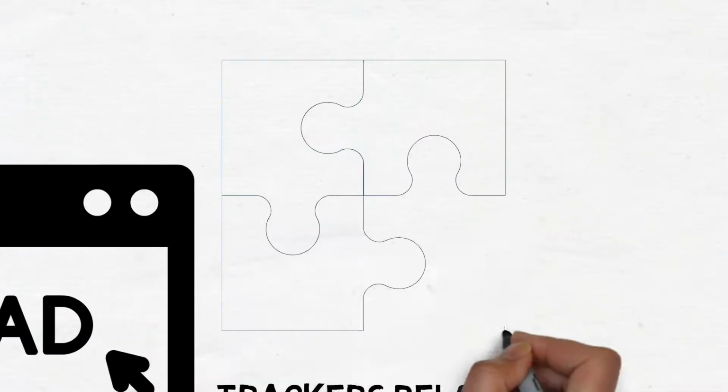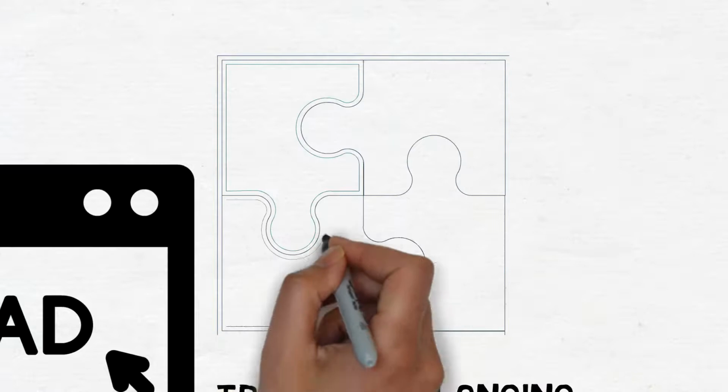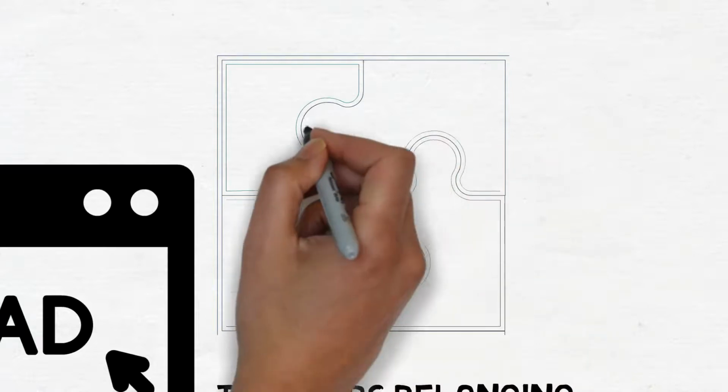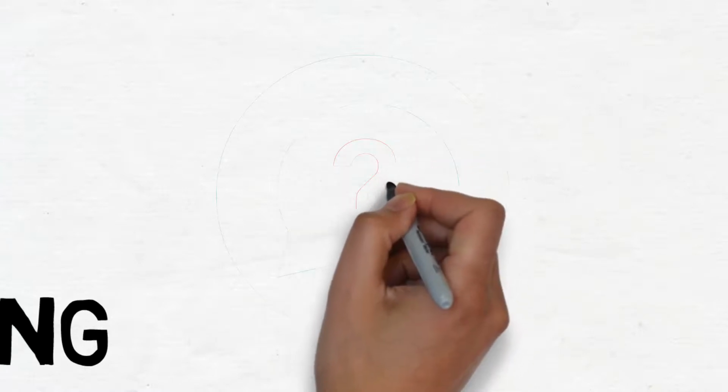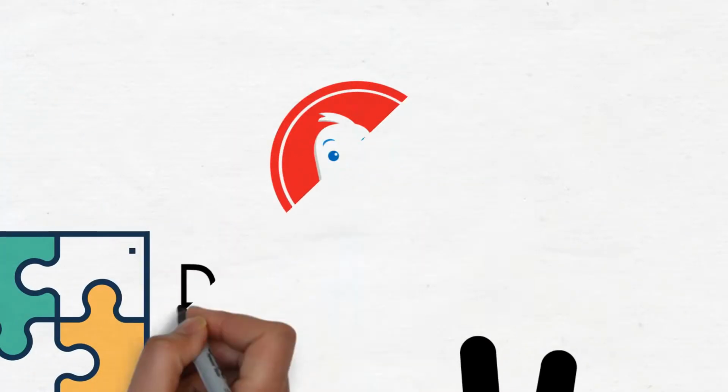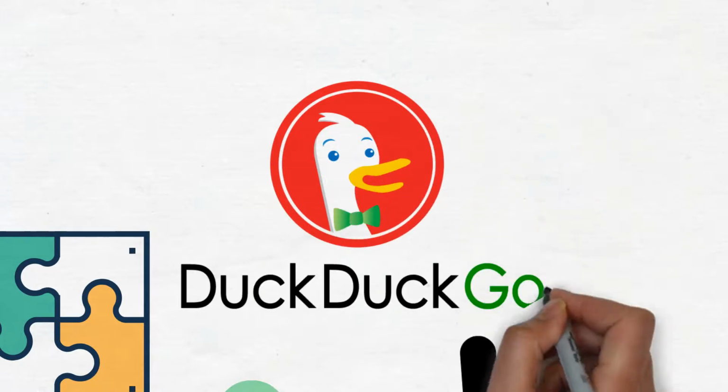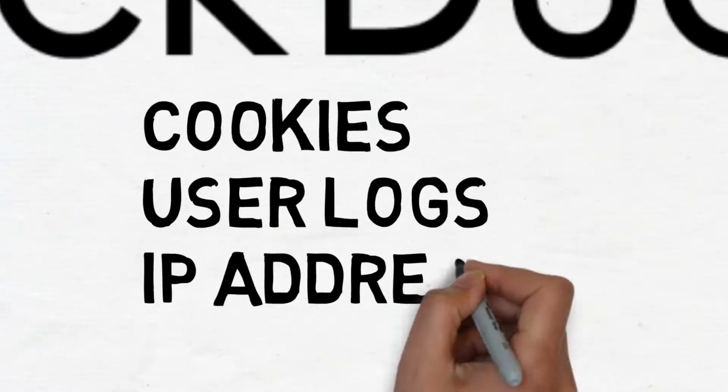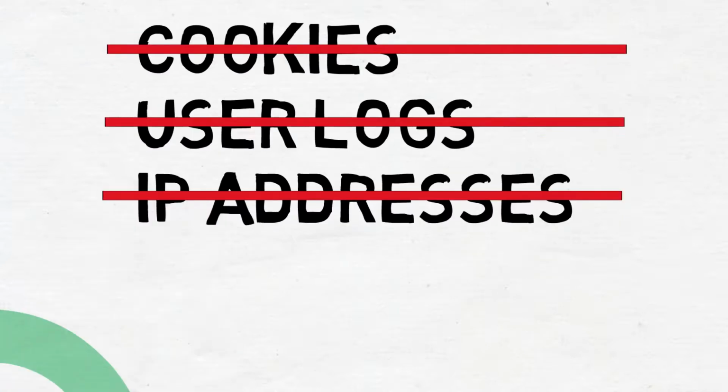These third-party trackers are often able to piece together your activity on several different websites, and when that happens, the question of privacy arises. If you need a cookie-free search engine, DuckDuckGo is an alternative. It doesn't store cookies, user logs, or IP addresses.